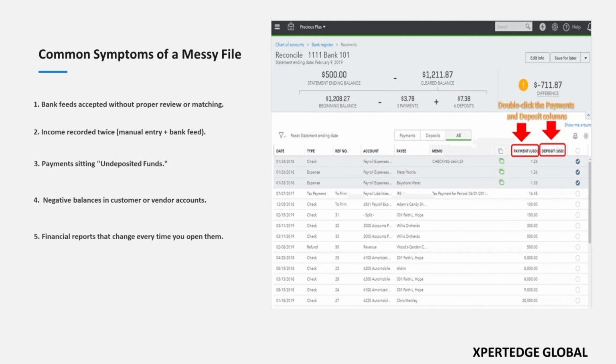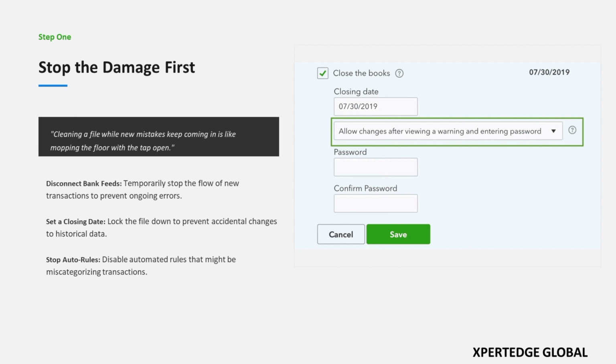So how do you know when your QuickBooks needs cleanup? There are some clear warning signs. You might see income recorded twice, usually from both manual entries and bank feeds. Payments may be sitting in undeposited funds with no clear path to the bank. Customer or vendor balances might be negative when they shouldn't be. And perhaps most concerning, your reports change every time you open them. These are signals that QuickBooks is recording activity, but not accurately reflecting reality.